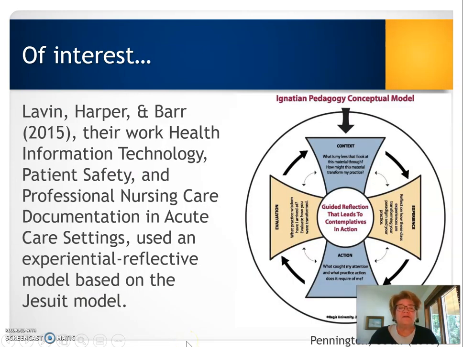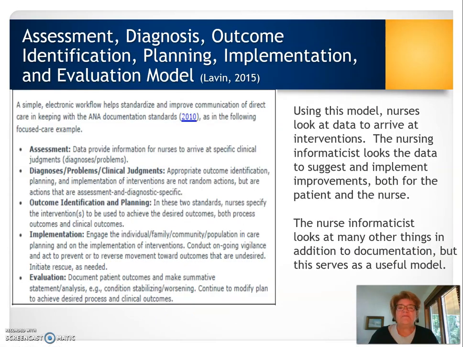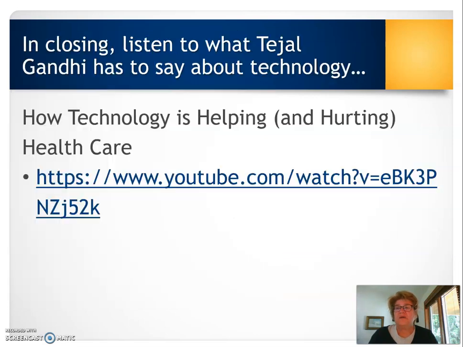In the Lavin article, there's kind of an interesting Jesuit model that's used, so I'm just pointing that out. And finally, there's a way in the Lavin article to look at assessment, diagnosis, outcome identification, planning, implementation, and evaluation, which I think is a very useful model. You can look to see what Dr. Gandhi says about technology, because sometimes you think, oh my gosh, this is a huge headache. But I think her particular take on this is right on target.